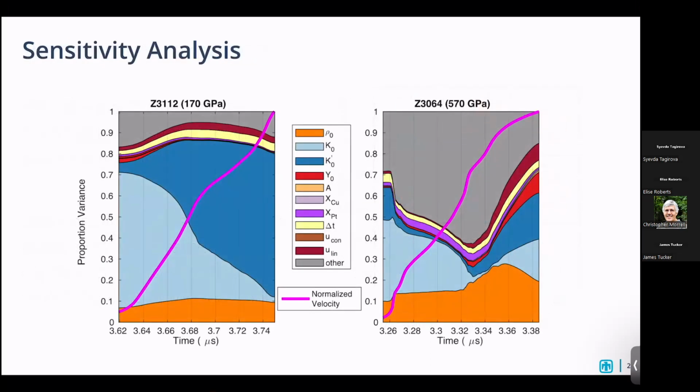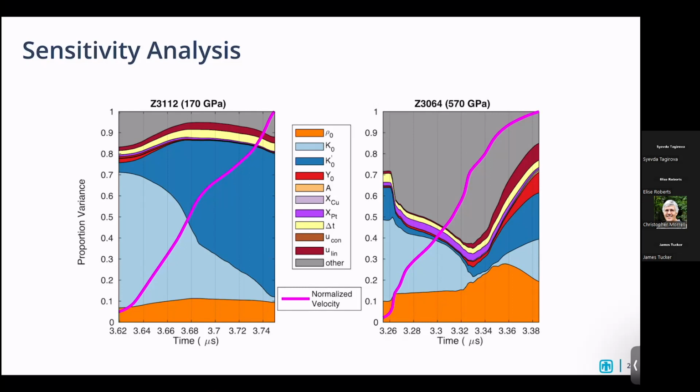What's also nice within this framework is that we can look at sensitivity analysis. This is looking at two different shots on the Z machine at two different pressures. The pink curve here is the normalized velocity curve. This is a functional pie chart because we're doing this in terms of functional analysis. This is looking at the aligned functions. This is the sensitivity analysis, showing the proportion of the explained variance by the emulator after calibration. For some of the lower pressure experiments, we're getting over 90% of the explained variance from the parameters that we have input into our model.